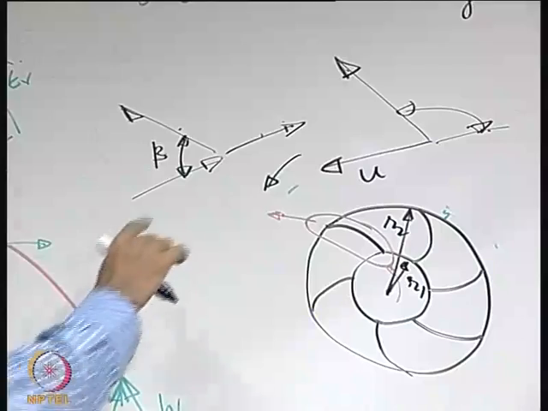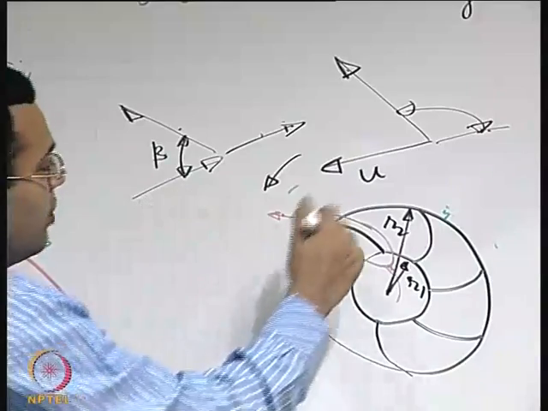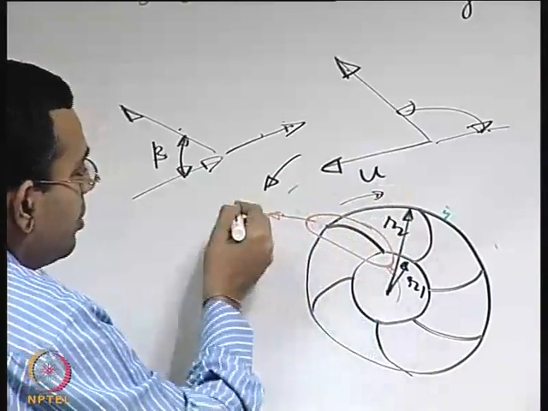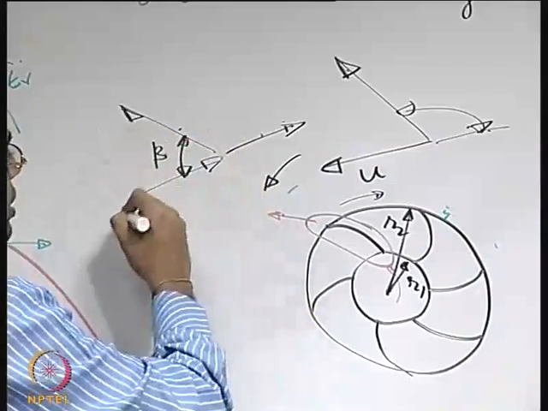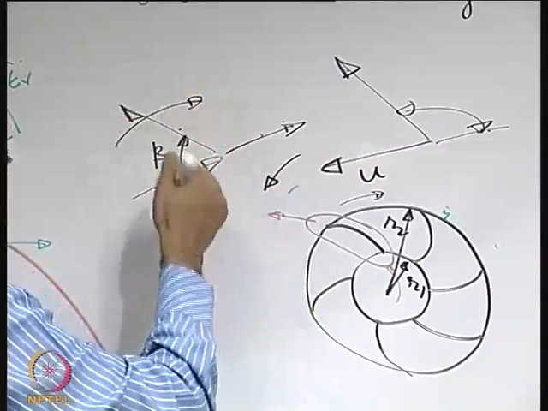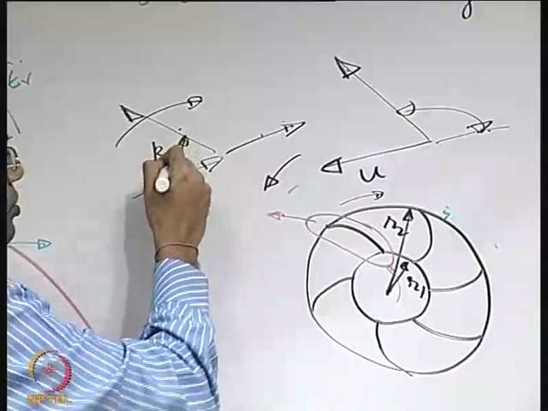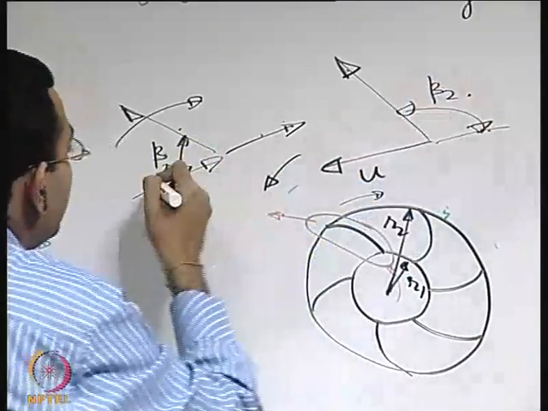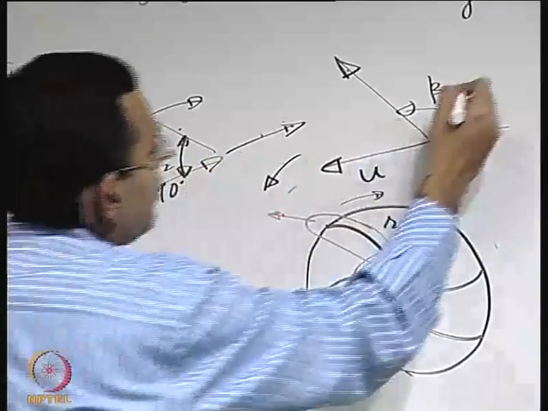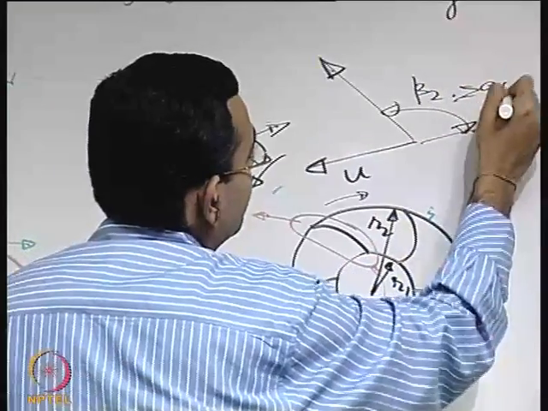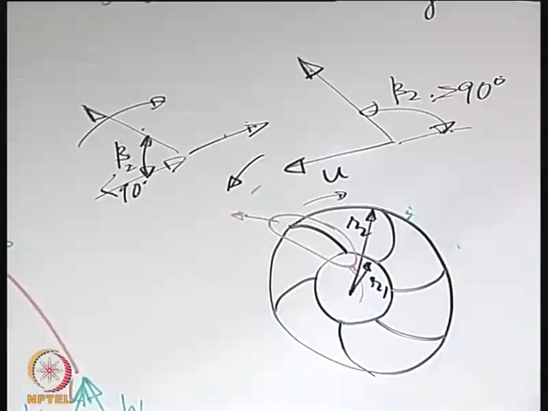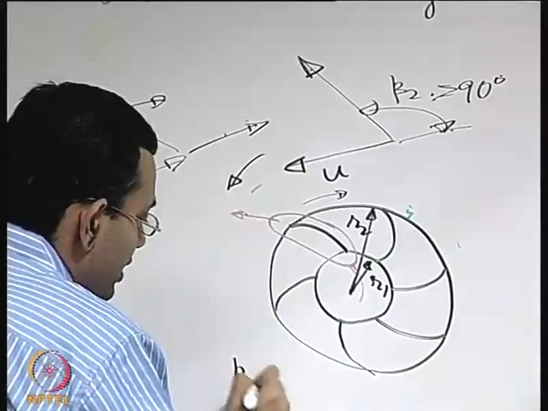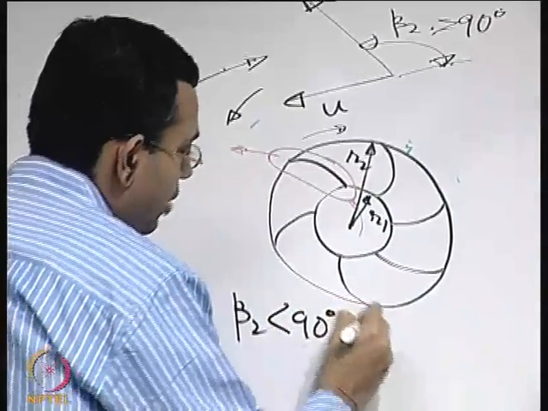So, here in this case, when it is rotating in this way and the fluid is coming out in this way, by this example where the rotation is this one, we have beta 2 here, which is less than 90 degree, and here you have beta 2 greater than 90 degree. So, what is the peculiarity? Beta 2 less than 90 degree is known as a backward curved vane.